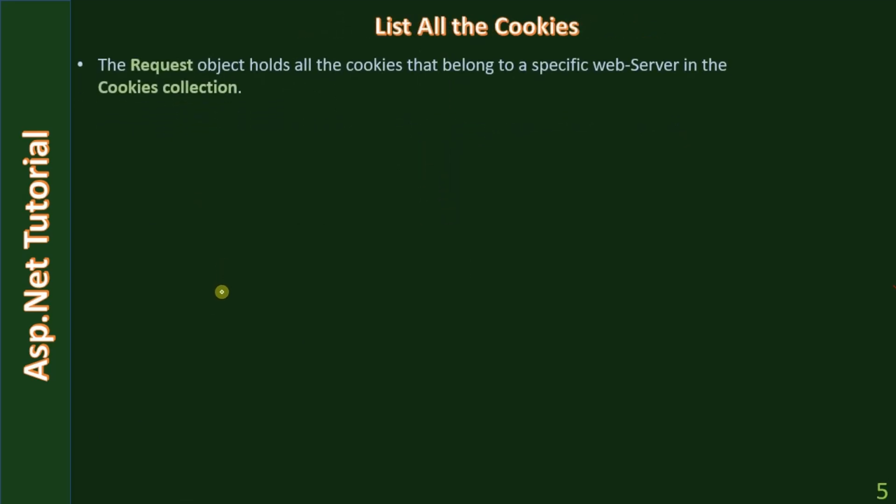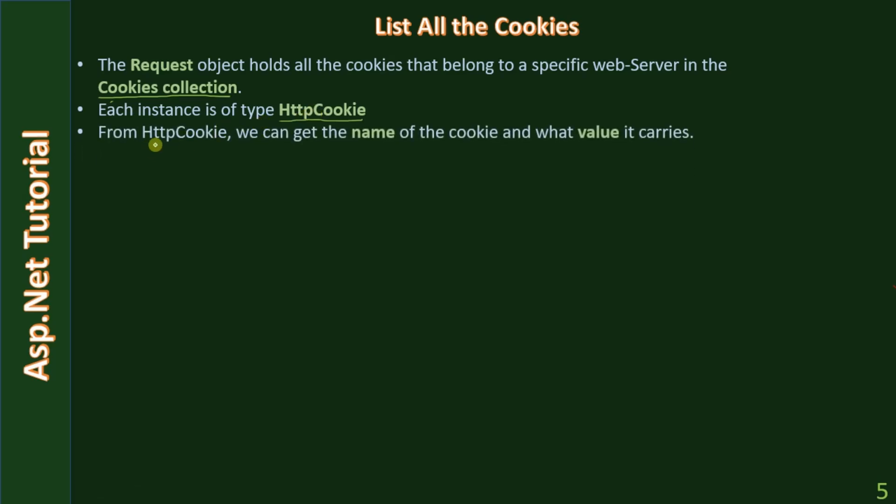The request object holds all the cookies that belong to a specific web server in the cookies collection. We already saw that multiple times, right? We use the cookies collection to store a session cookie, and when we use the expire property, it will make that cookie a persistent cookie. Each instance is of type HTTP cookie. Each instance, in the sense, when we are talking about the cookies collection, each entry is an HTTP cookie instance.